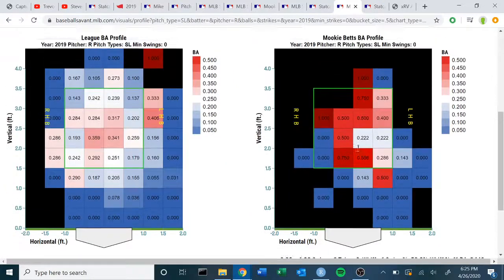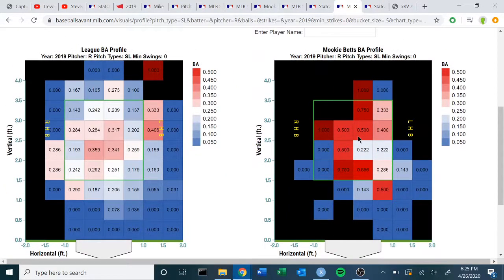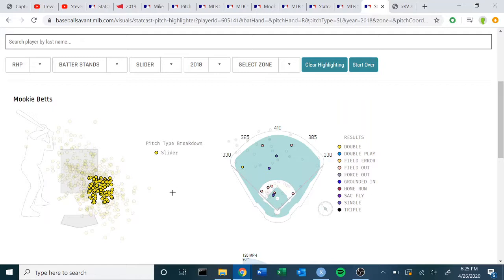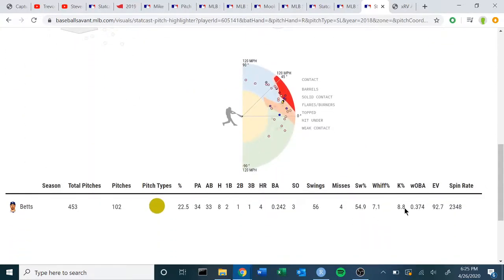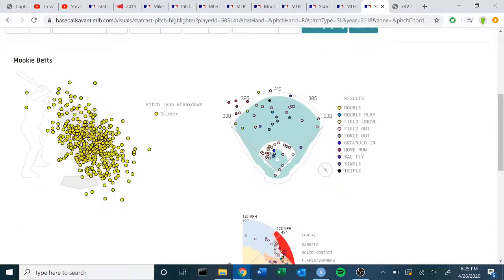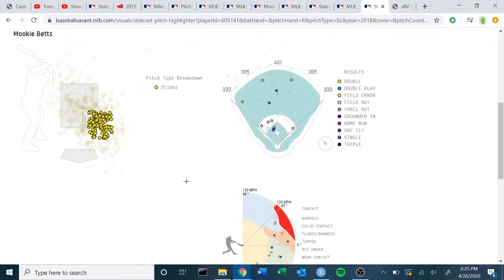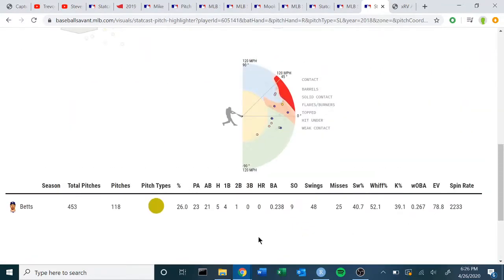When we look at his batting average, though, Mookie seems to hit that slider that is hanging. He's not really hitting the slider that's well executed, which not many people do, but he will hit that hanging slider. So if you're Mike Clevenger, this is a tough AB or a tough series of ABs, because Mookie Betts is a really good hitter. If we look at how Mookie does on sliders that are hanging, .374 wOBA, pretty good. When we're looking at pitches down here, these sliders are down to .267.